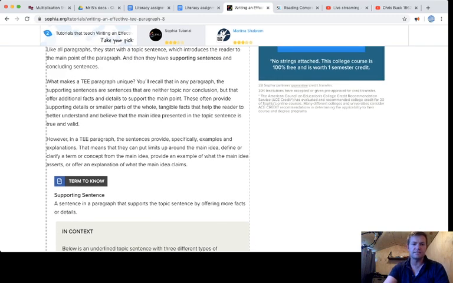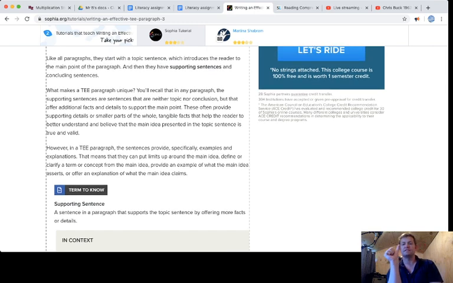Like all paragraphs, they start with a topic sentence. But hit your why again. Say what your why is, which introduces the reader to the main point of that paragraph. Then they have supporting sentences and concluding sentences.